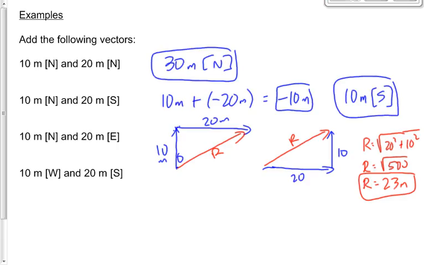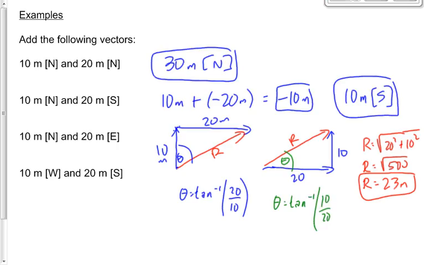Now, it is important here to express the angle. Here is our angle for the first one. Here's our angle for the second one. The angle for the first one is going to be found by the inverse tan of 20 over 10. And the one over here is going to be found by the inverse tan of opposite over adjacent, or 10 over 20. This half of the room, you're responsible for getting the first one, inverse tan of 20 over 10. You over here are responsible for the second one, the inverse tan of 10 over 20.